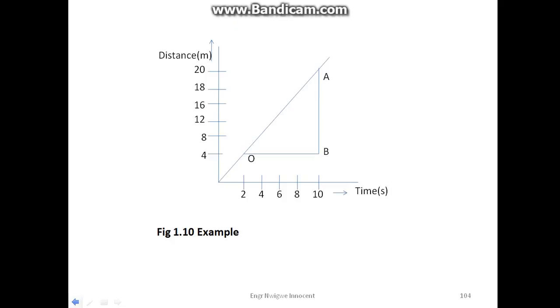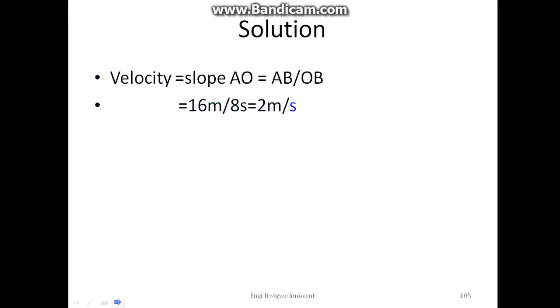Solution. Velocity is equal to slope AO, which is equal to AB over OB. Then the distance AB is 16 meters, all over the distance OB, which will give us 2 meters per second.